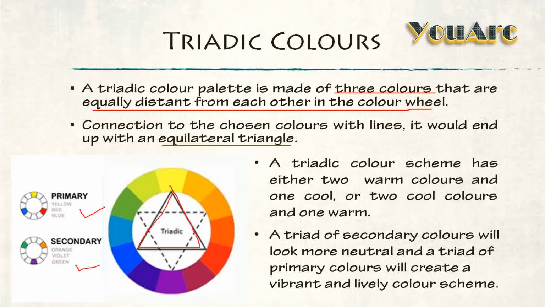A triadic color scheme has either two warm colors and one cool color, or two cool colors and one warm color. Okay, this is the combination that they have. And the triad of secondary colors, that is the dotted equilateral triangle here, will look more neutral. Okay, the triad of primary colors will create a vibrant and lively color scheme. So this color combination gives us a vibrant and lively color scheme.